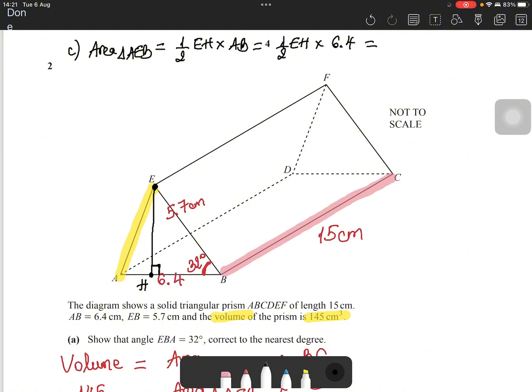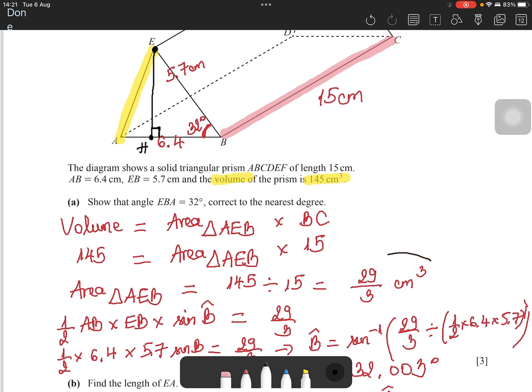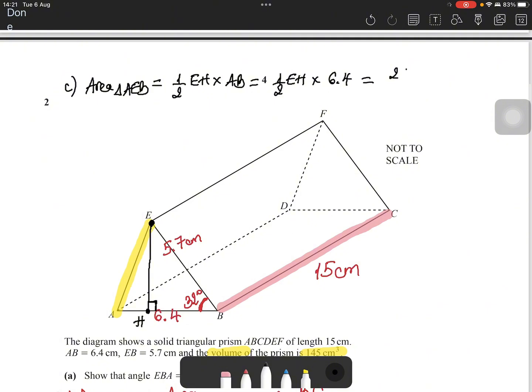And the area of this triangle, we found it in question A. The area of that triangle is 29/3. So this one is 29/3 cubic centimeters. Then EH is equal to 29/3 divided by 1/2 of 6.4. And this is equal to 3.02 centimeters.